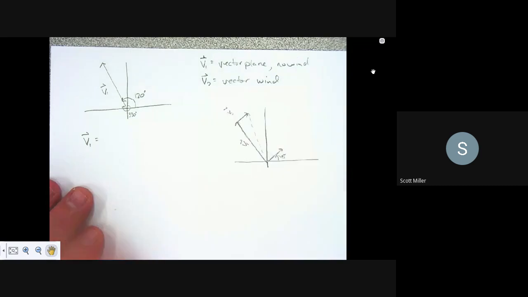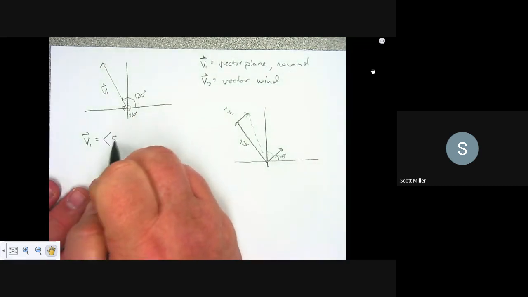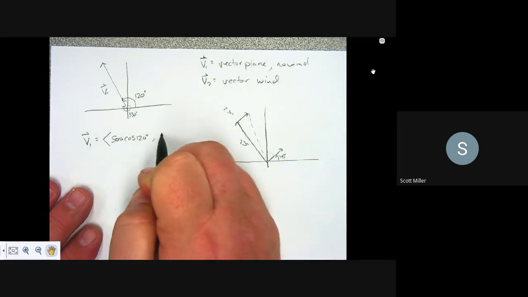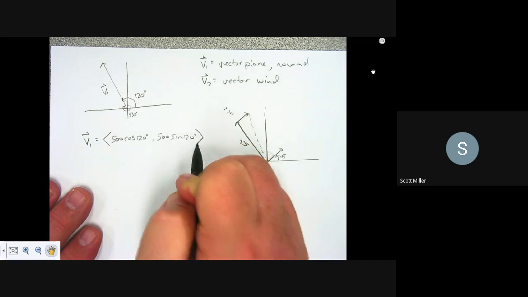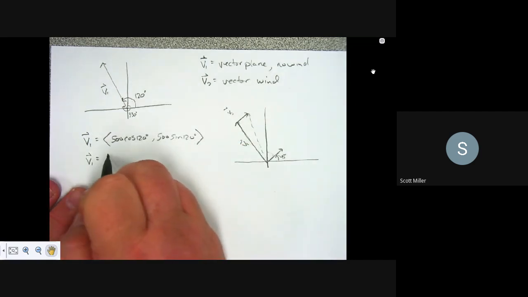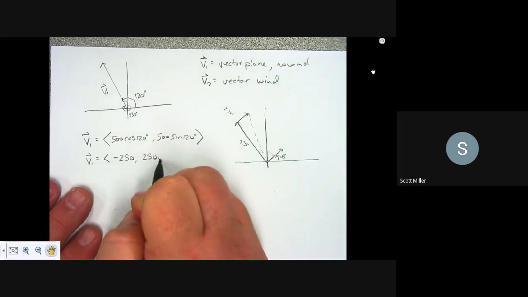So the plane we know was going 500 miles an hour. Okay. And we know that this direction angle was 120. So in component form, this is 500 times the cosine of 120 degrees. And this is 500 times the sine of 120 degrees. Working this out, you get the vector of the plane without the wind to be negative 250 and 250 times the square root of 3.